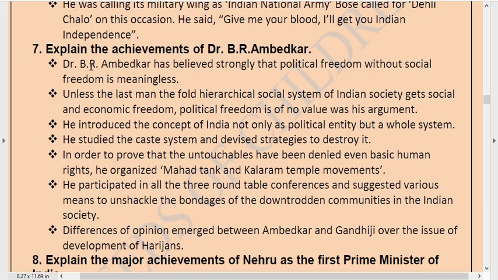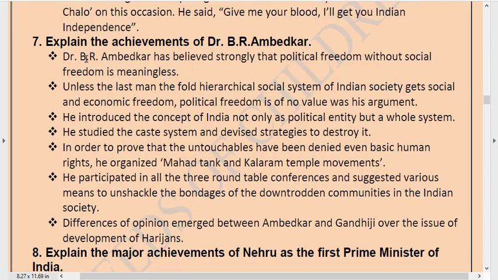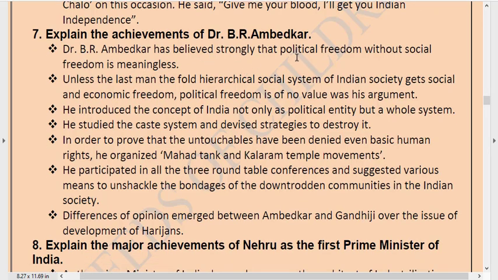The next question: explain the achievements of Dr. B.R. Ambedkar. Dr. B.R. Ambedkar strongly believed that political freedom without social freedom is meaningless. Unless the last man in the fourfold hierarchical social system of Indian society gets social and economic freedom, political freedom is of no value, was his argument. He introduced the concept of India not only as a political entity but a whole system. He studied the caste system and devised strategies to destroy it.